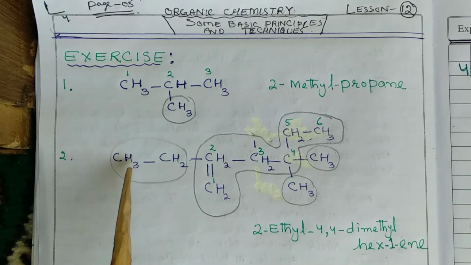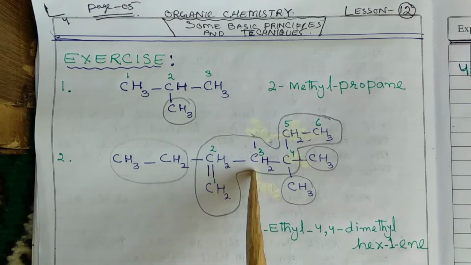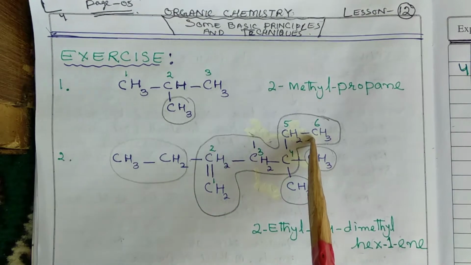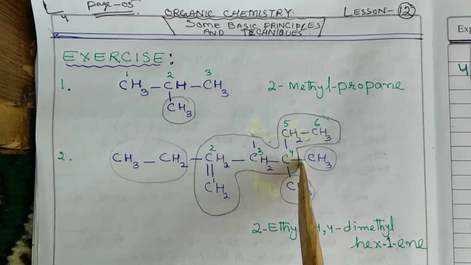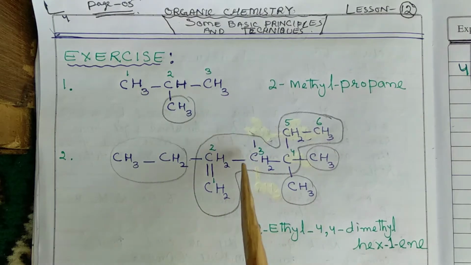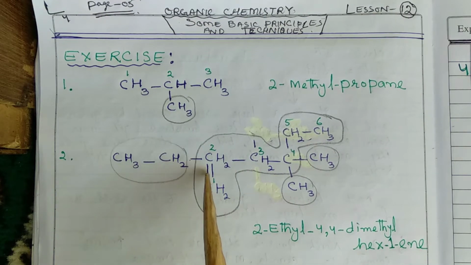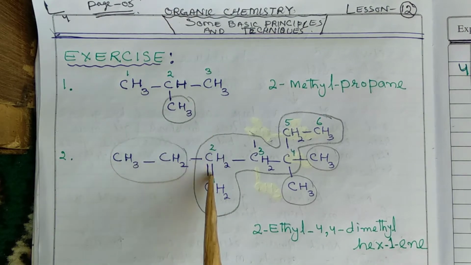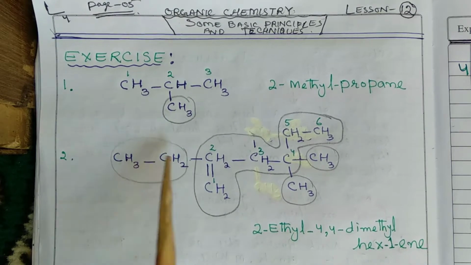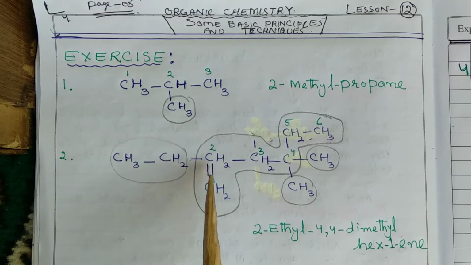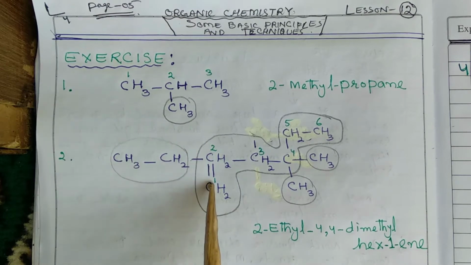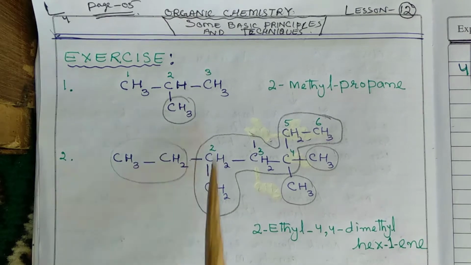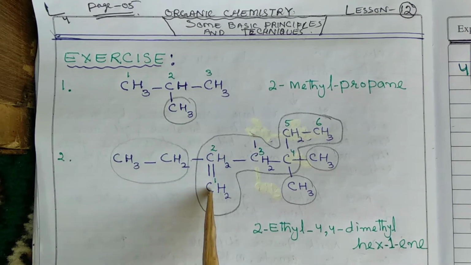Next one you can see here: CH3, CH2, CH2, CH2, CH2, CH3, here CH3 and here CH3. In this structure you can also see the double bond here. So first priority we have to give to this double bond. We have not to exclude this double bond from the chain. We have to consider this in the chain. So the rest of these CH3, CH2 will be considered as a substituent. We have to start the numbering from this side so that this double bond gets minimum numbering.